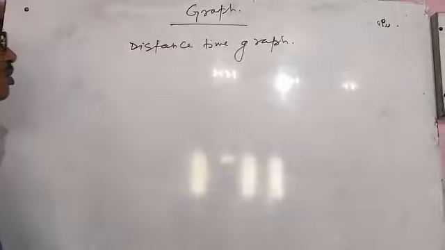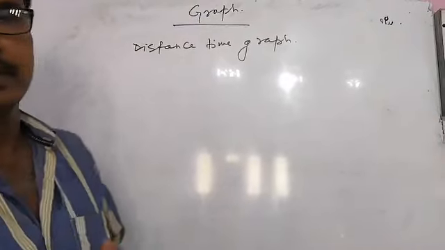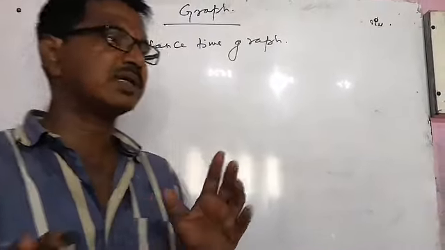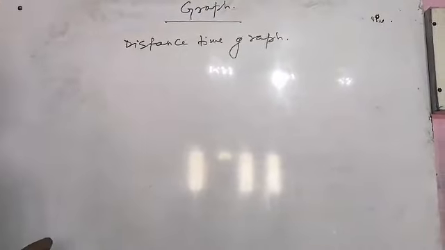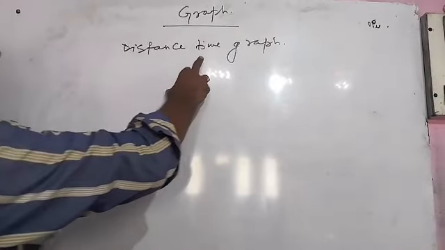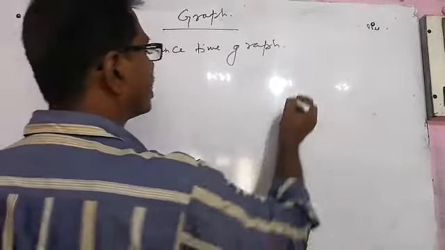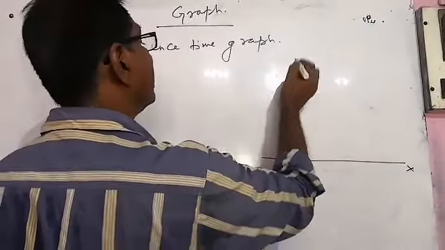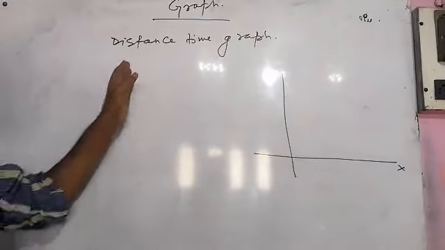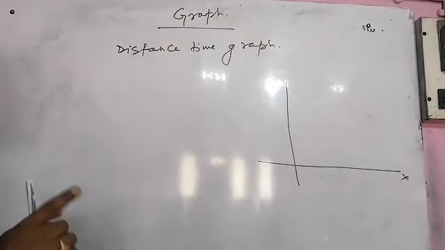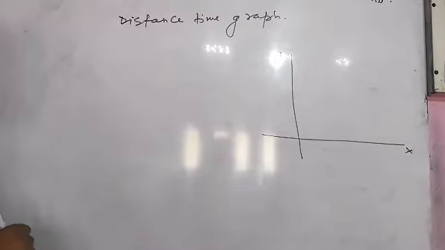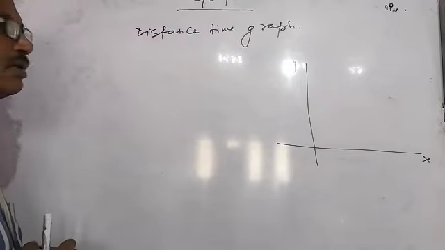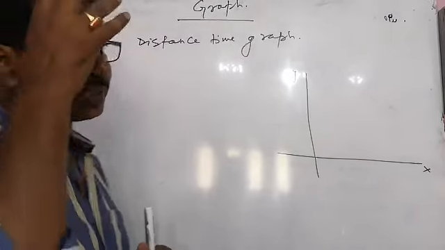So as you already know the definition of graph, it is a pictorial representation of one physical quantity versus another physical quantity. So which are those two physical quantities? Distance and time. So let us draw a graph. This is x-axis, this is y-axis. Now out of distance and time, which one shall we take on x-axis? Certainly time. And distance on y-axis. Why shall we take time on x-axis? Which physical quantity should be taken on x-axis?